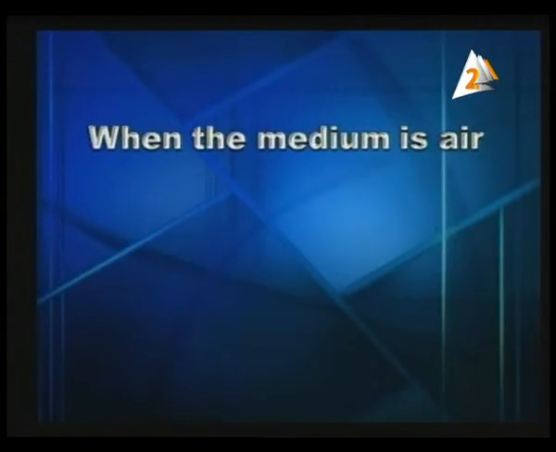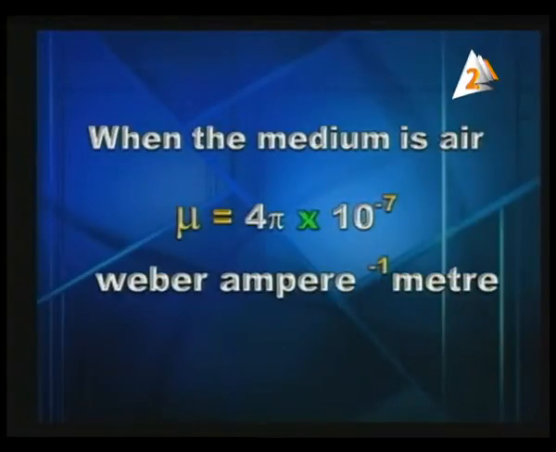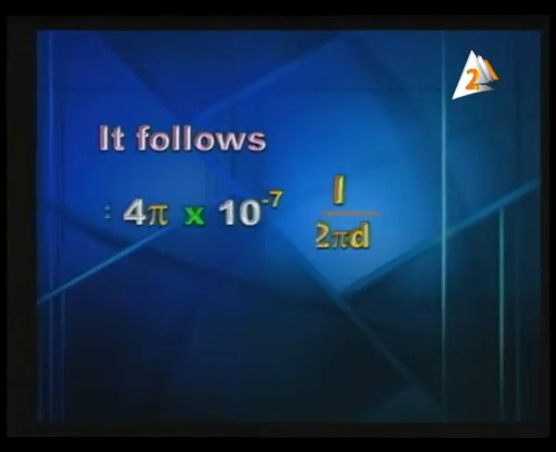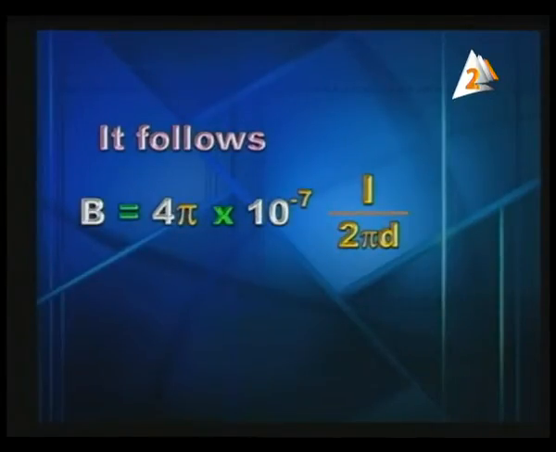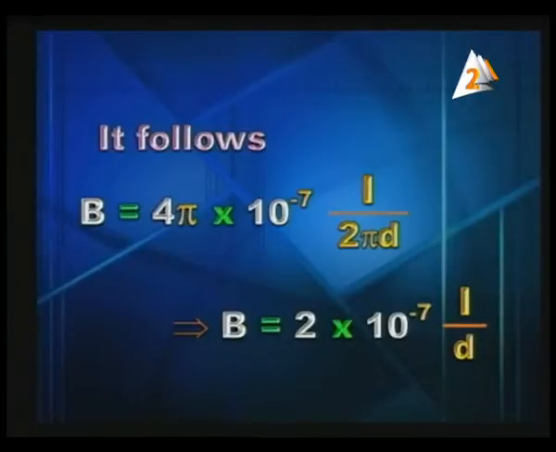When the medium is air, the permeability equals 4 pi times 10 to the power of negative 7 weber per ampere per meter. It follows that B equals 4 pi times 10 to the power of negative 7 I over 2 pi d. So in this particular case, when the medium surrounding the wire is air, the expression used is B equals 2 times 10 to the power of negative 7 I over d.